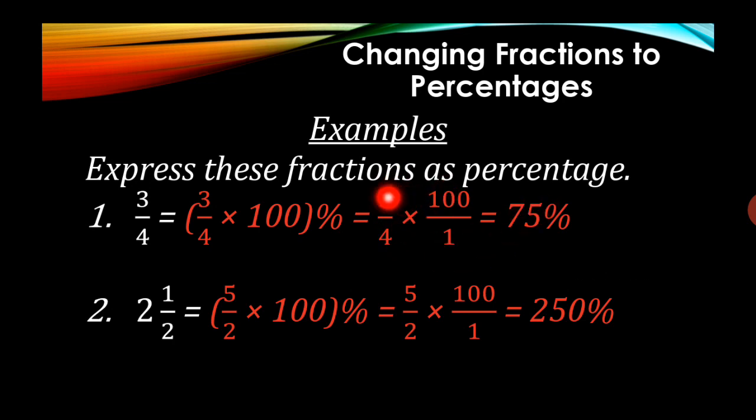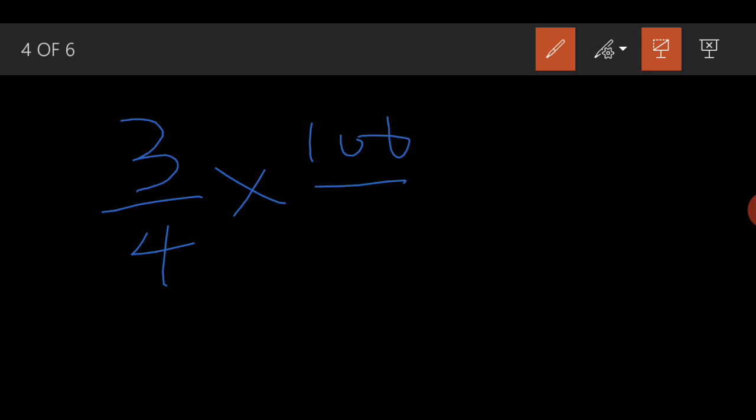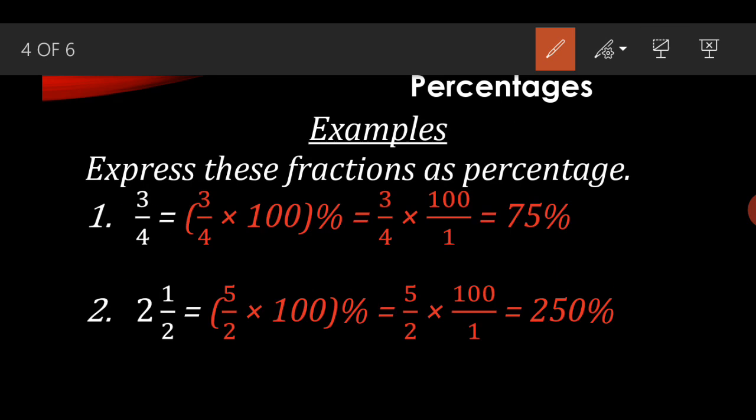Now 3 times 100 gives us 300, then all over 4 times 1 gives us 4. You can also quickly convert that one. 3 over 4 times 100 over 1. We divide from here: 4 into 4 gives 1, 4 into 100 gives 25. Now 3 times 25 gives us 75%. Quickly, that's another way. Or you say 3 times 100 gives us 300, then 4 times 1, 4. 4 in 300 gives us 75 as well.